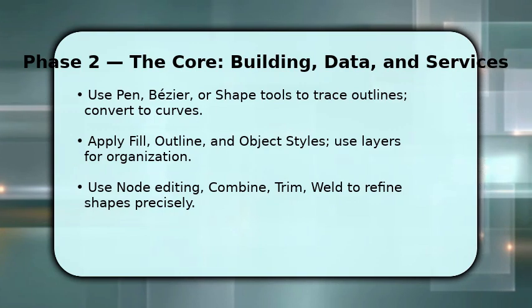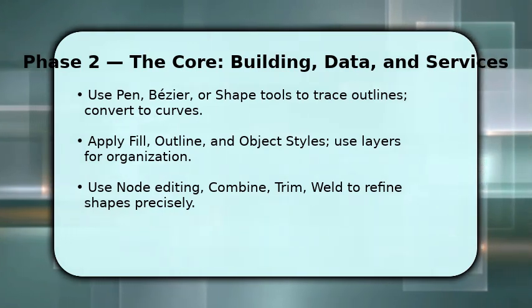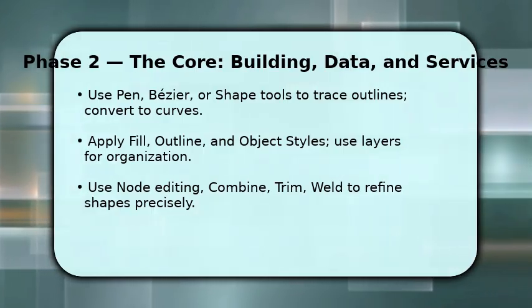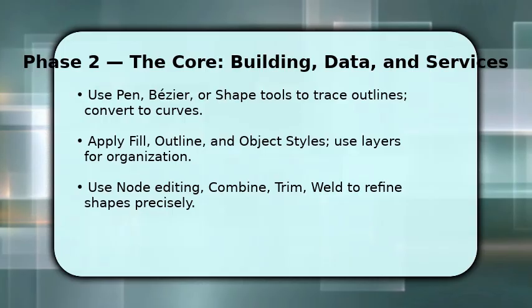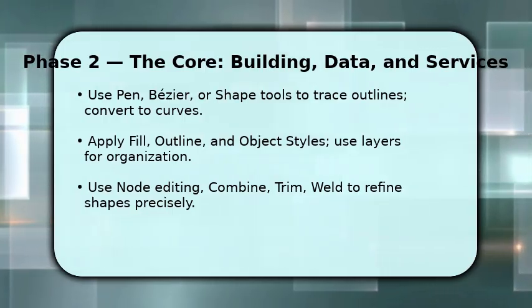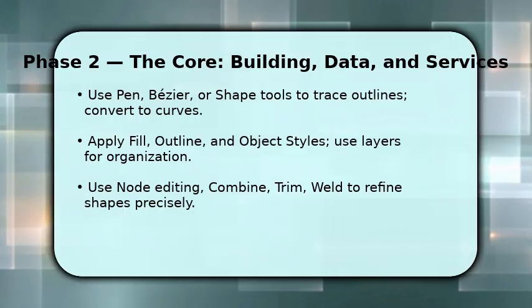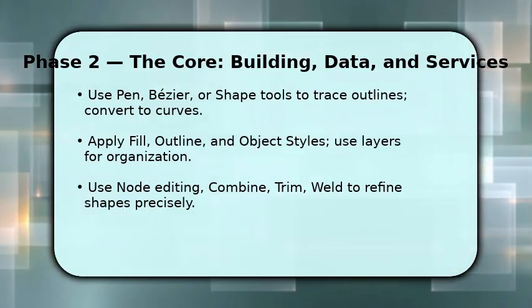You now construct the vector artwork by tracing with the pen or Bezier tool and converting shapes to curves so you can edit nodes. As you build, apply fills and outlines, then store consistent looks with object styles, which speeds revisions. Once paths overlap, use combine, trim, and weld to create clean intersections.